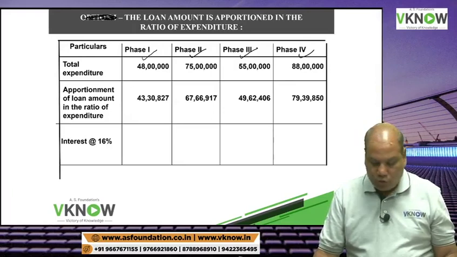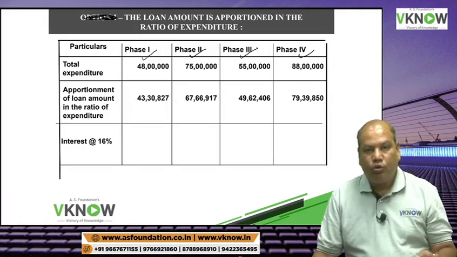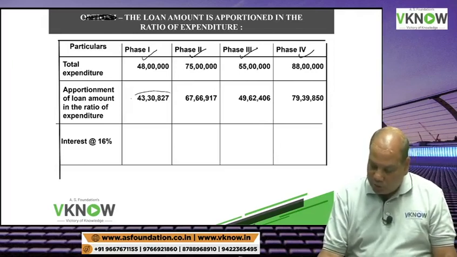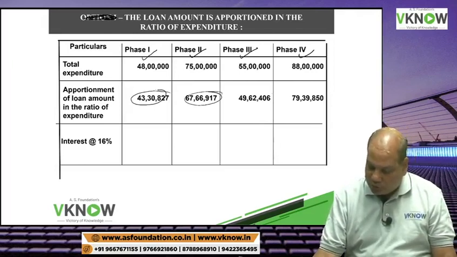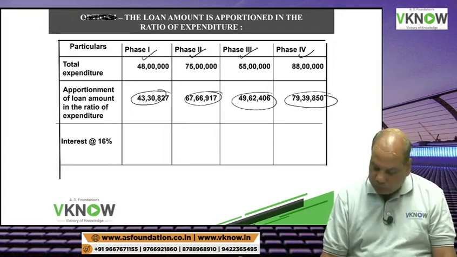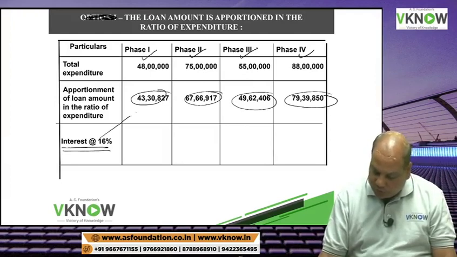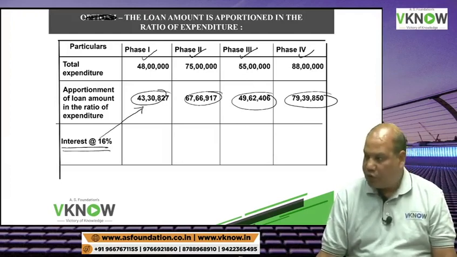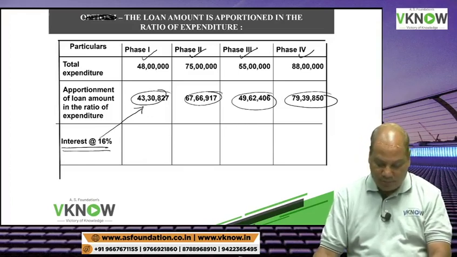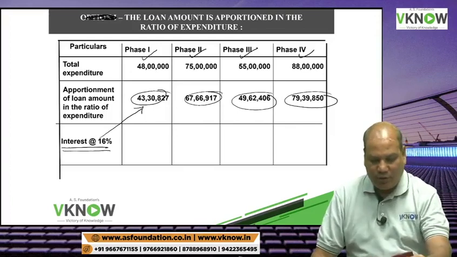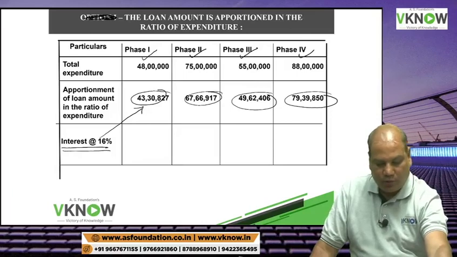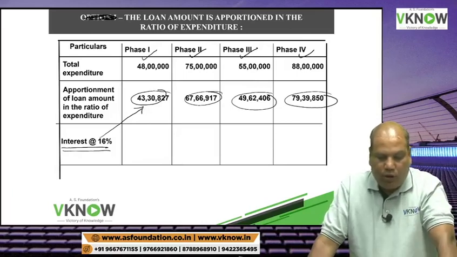Okay. So once you apportion the loan, now you calculate the interest accordingly. It means this loan was taken for phase 1, this was for 2, this was for 3, and this was for 4. Interest at the rate of 16%. Calculate 16% of 43,30,827. Yes, answer. Come on. Interest on phase 1.